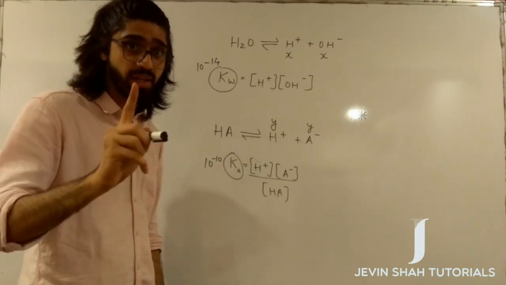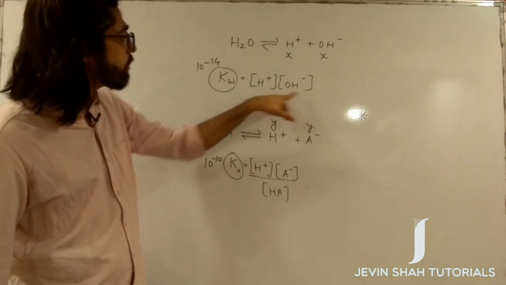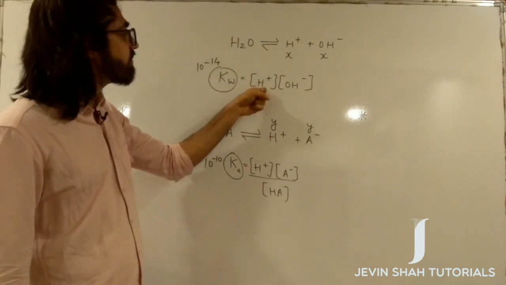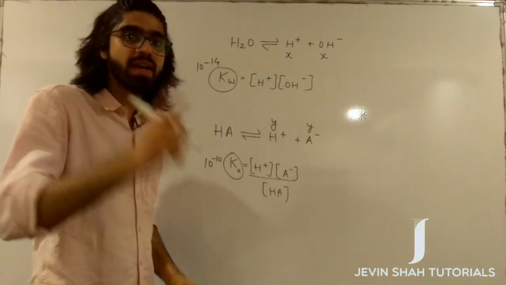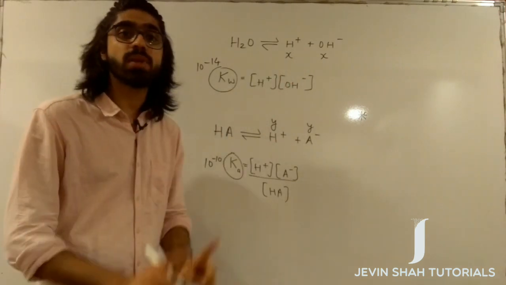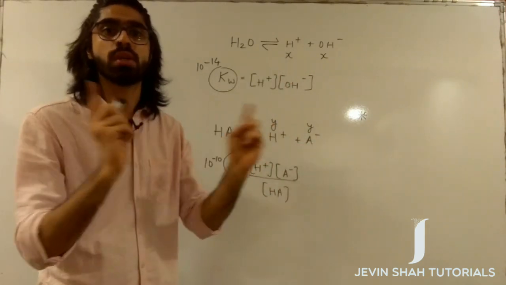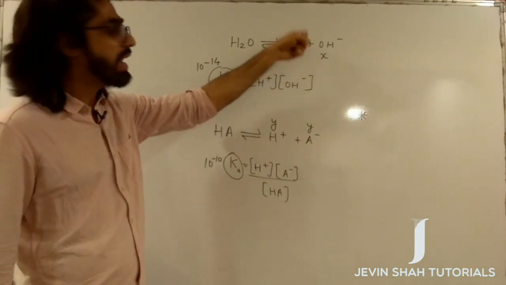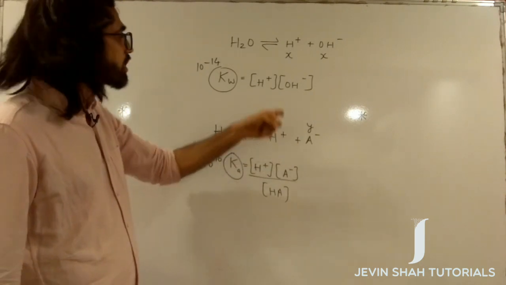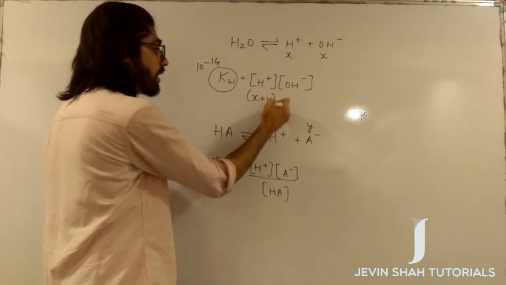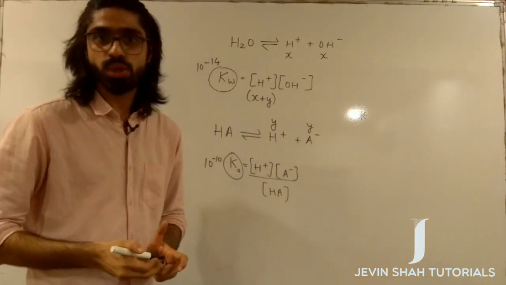Listen to this point very carefully. You have written this equation for this dissociation, but the H plus value you put here will not be the H plus that you get only from this equation. It will be the H plus which is present in the entire solution. In the entire solution, H plus comes because of this as well as this. So the H plus value that you put will be X plus Y. This is the most important point I want you to understand.